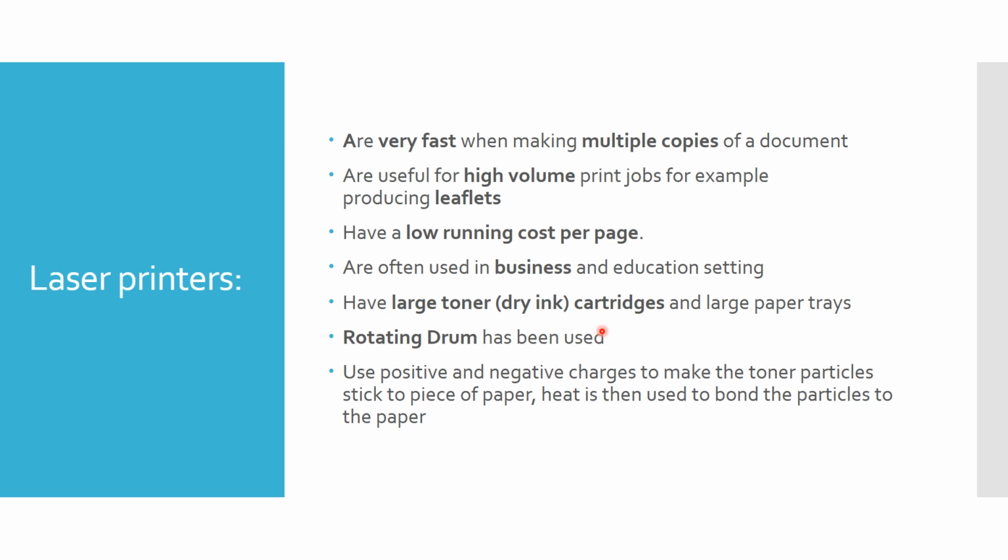A laser printer basically uses dry ink toner. It doesn't use ink droplets, and a rotating drum is used here. Positive and negative charges are used to make the toner particles stick to the piece of paper. Heat is then used to bond the particles to the paper.